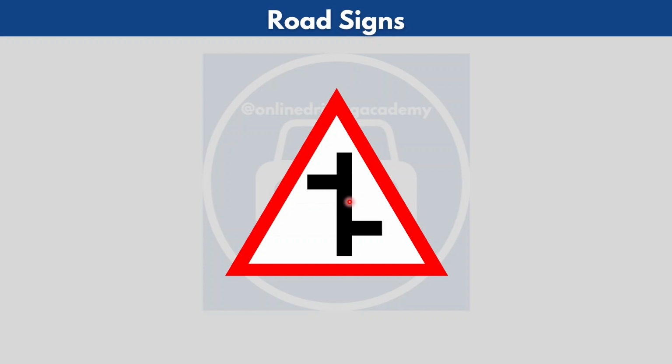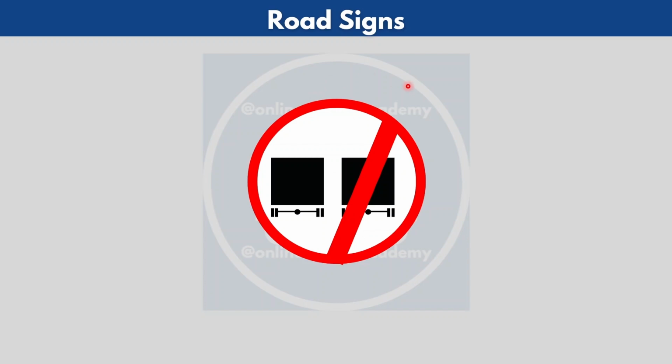So this sign will actually warn you that you are approaching a staggered junction. In this sign, you can see a circular sign with a red border and a red line going through. And within that sign, you can see 2 trucks, right? This is the back of each truck. There's the tires, and there's the carrying bed, right? And when you see these signs, it is basically indicating to you that a goods vehicle may not overtake another goods vehicle for the next 500 meters.